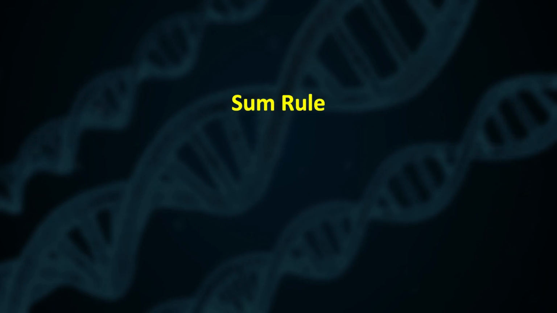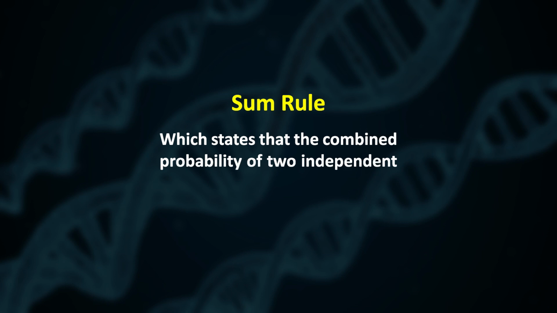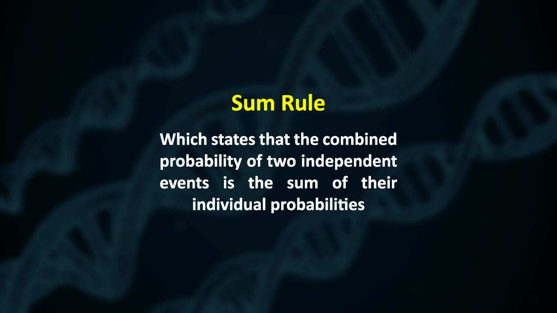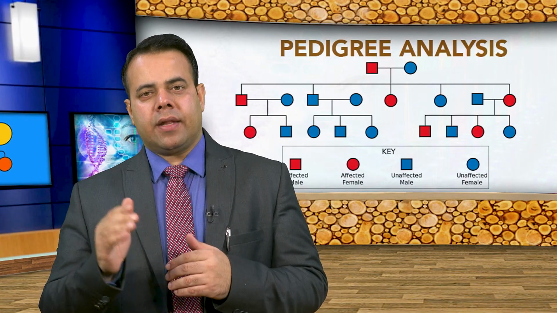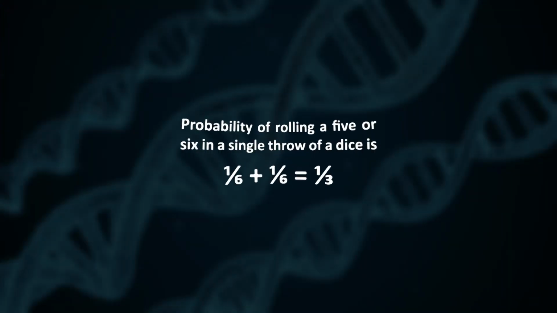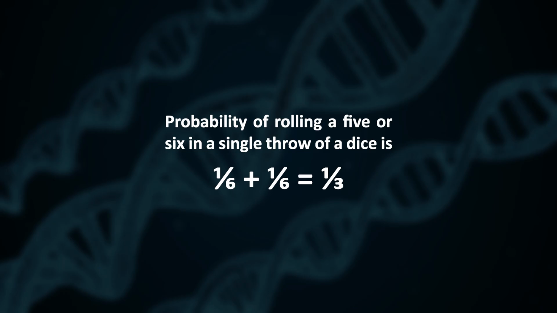The second useful formula is the sum rule, which states that the combined probability of two independent events is the sum of their individual probabilities. This is the probability of one event or another event occurring. For example, the probability of rolling a 5 or 6 in a single throw of a dice is 1/6 plus 1/6, which is equal to 1/3.